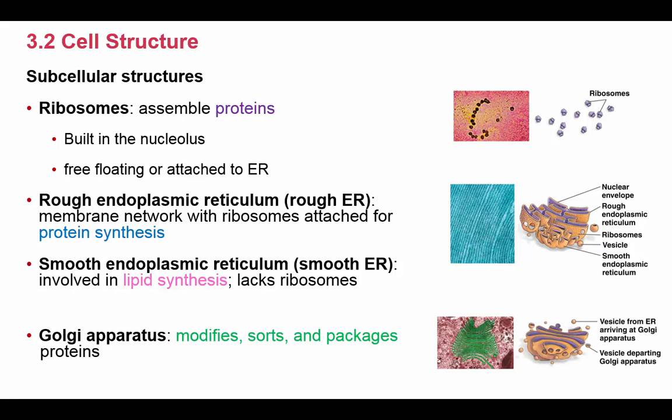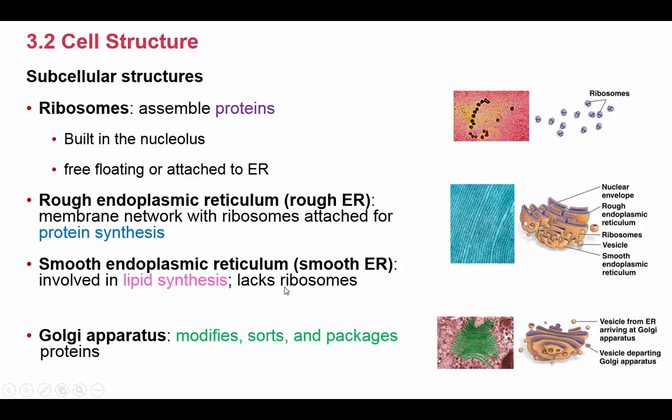The rough ER is known as rough because it contains ribosomes. It gives it a rougher appearance. And because there's ribosomes attached to it, this network has the job of protein synthesis, building those proteins in those ribosomes. The other type of ER is called the smooth ER.